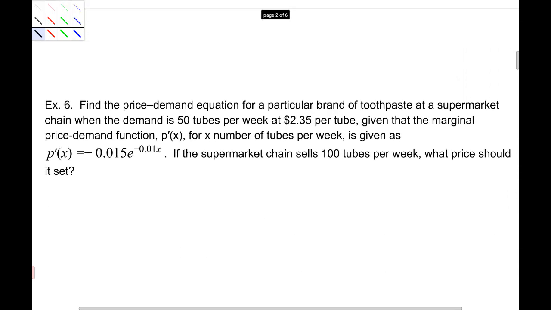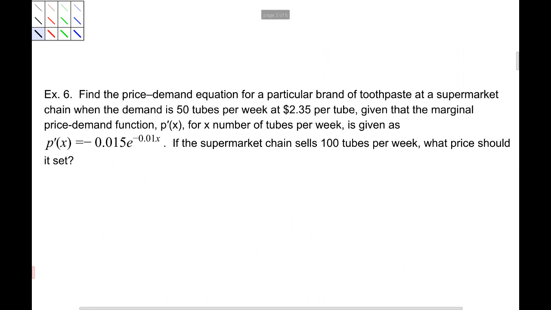Number 6: find the price-demand equation for a particular brand of toothpaste at a supermarket chain when the demand is 50 tubes per week at $2.35 per tube, given that the marginal price-demand function, p prime of x, for x number of tubes per week, is given as p prime of x equals negative 0.015 e^(negative 0.01x). If the supermarket chain sells 100 tubes per week, what price should it set?